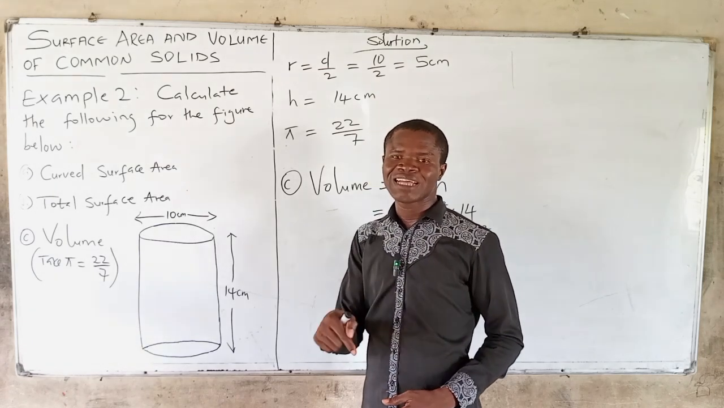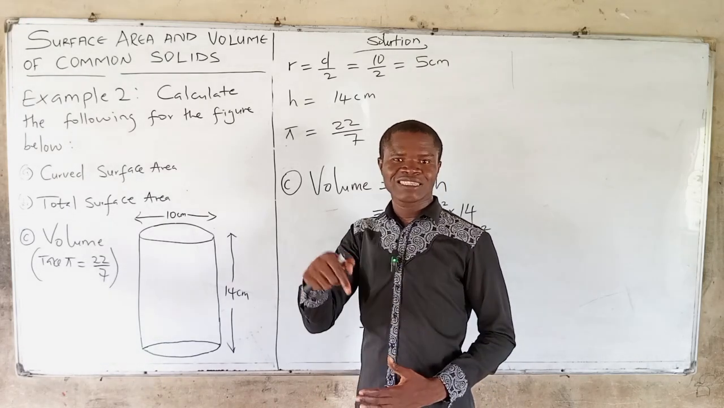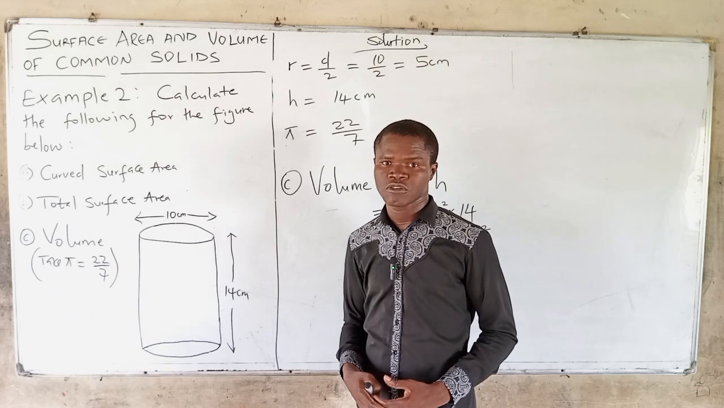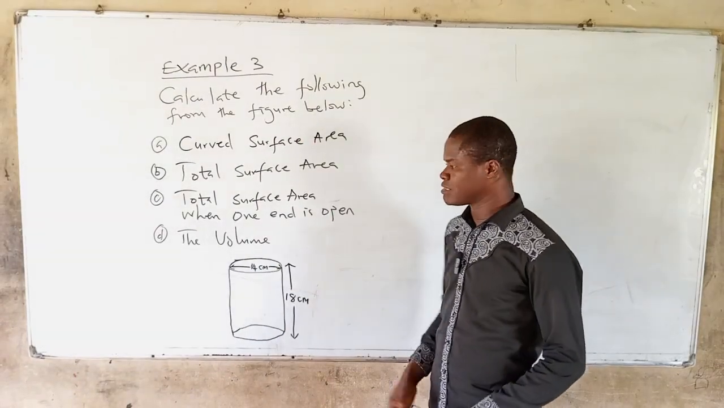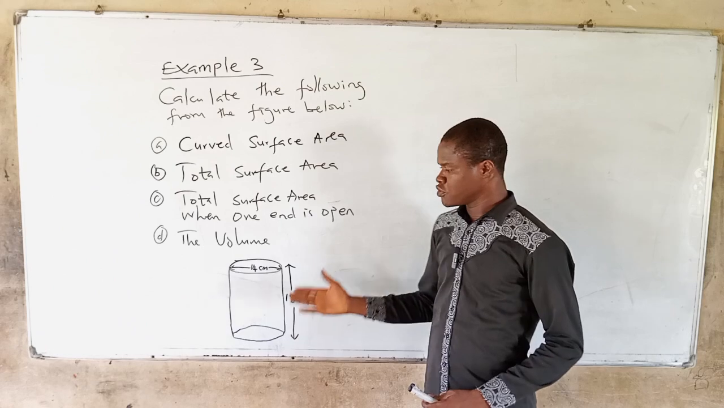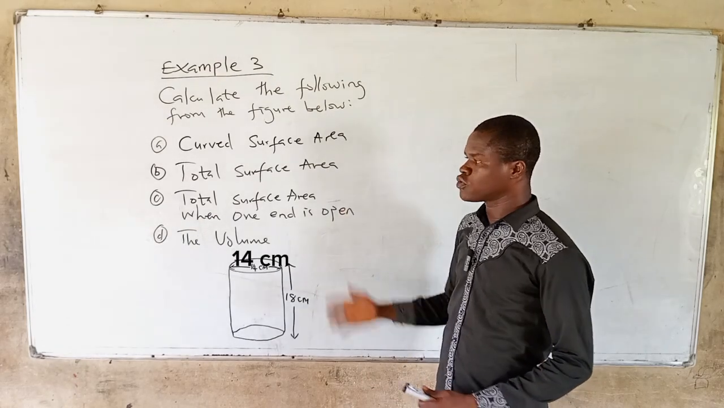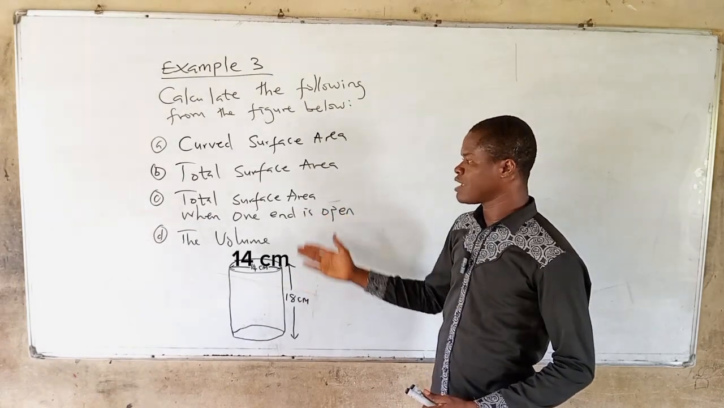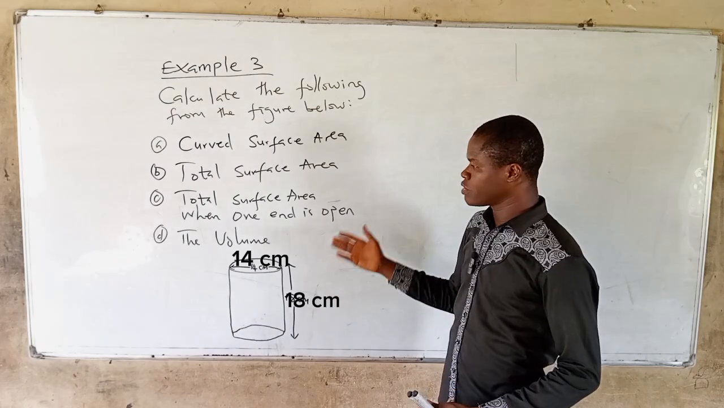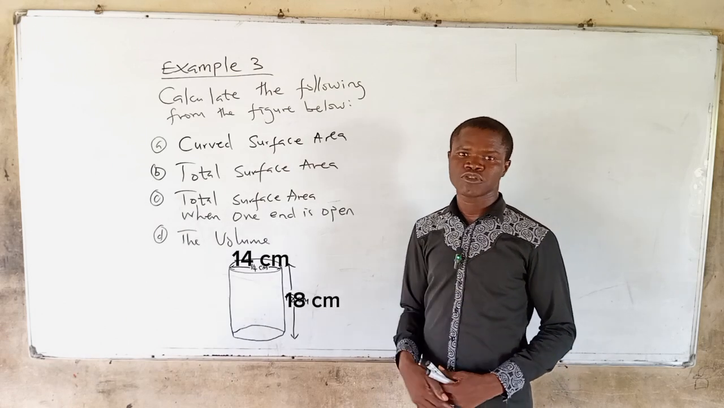So I'm going to be dropping example 3 for your exercise. I'm going to be dropping the answer in the description box. So do well to solve example 3 and check your answer, confirm your answer with my answer in the description box below. So this is example number 3. You have understood how to solve problems on cylinder. So I want you to make a trial, get us the curved surface area, total surface area when one end is open, and the volume of this very figure. So get that and then confirm your answer with my answer in the description box below.